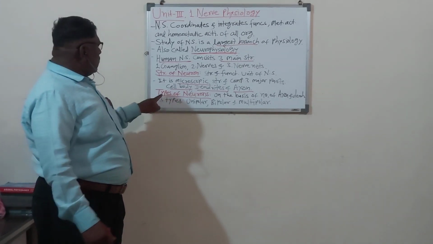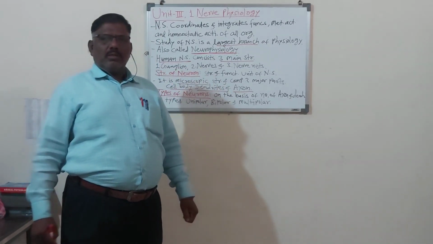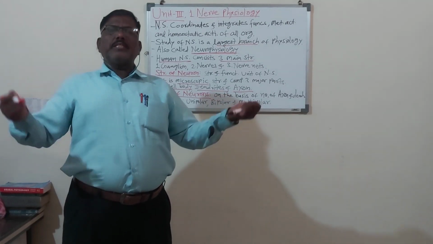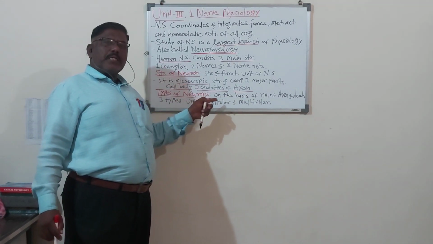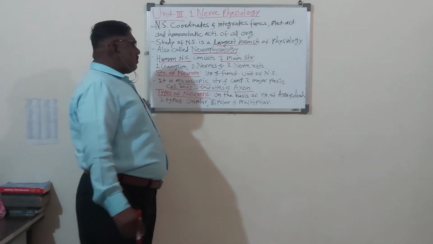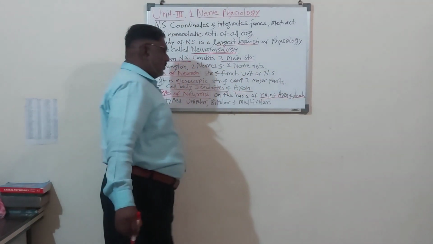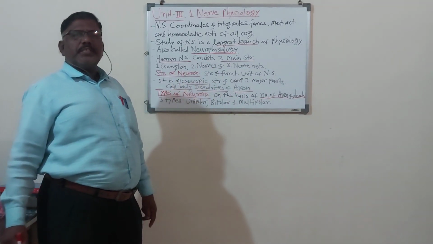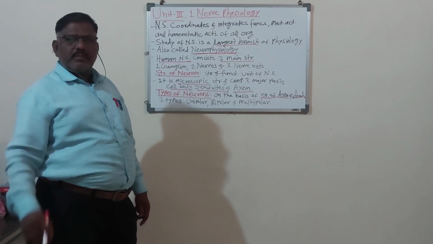Now we will study the types of neurons. Remember, there are different types of neurons, different types of cells, different sizes of cells, different shapes of cells. So there are different types of neurons, and this different type of neuron is based on the presence of the number of axons and dendrites. किती axon present आहे, किती dendrites present आहे. On the basis of this, the neurons are classified into different types.